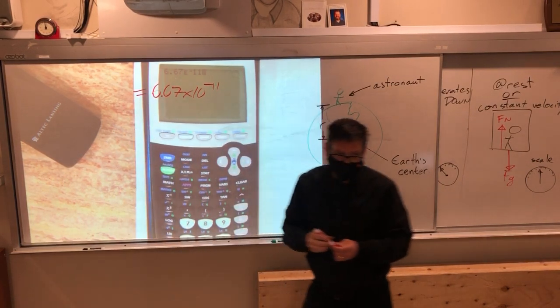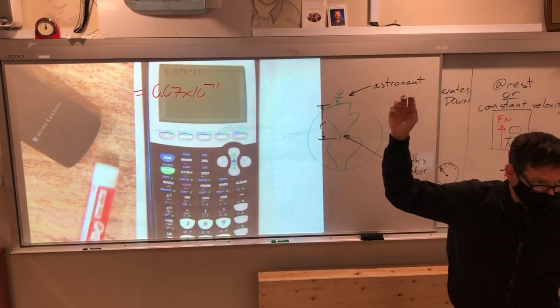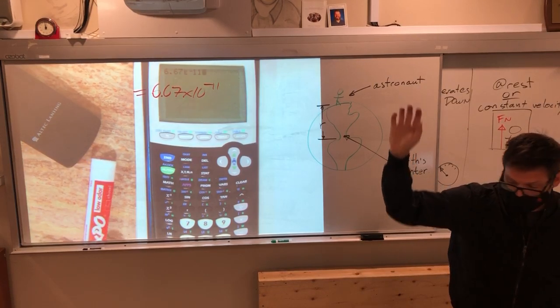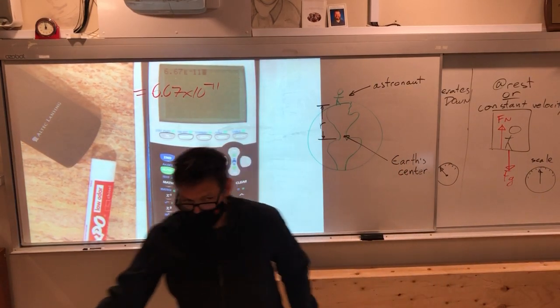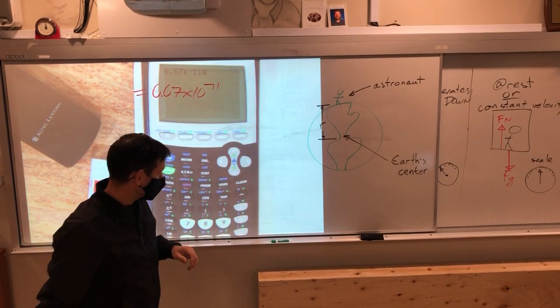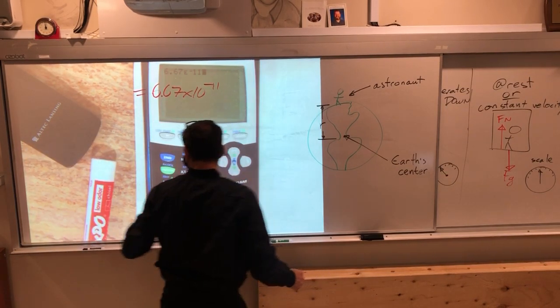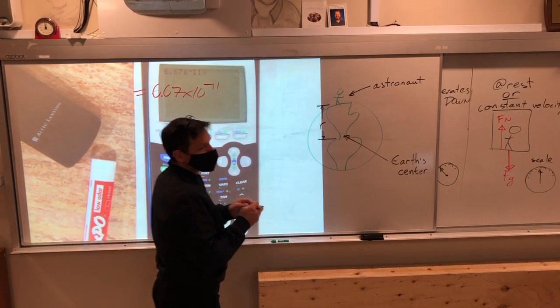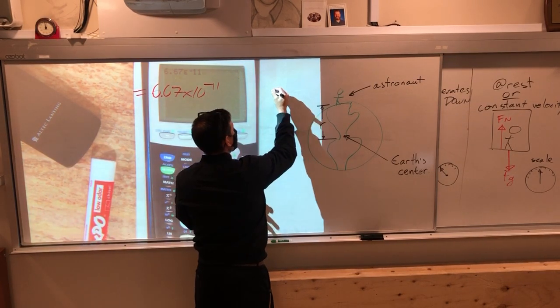Now, put your hand up if you do not have a graphing calculator. Okay. If you do not have a graphing calculator, that's okay. You're going to look for a button that says maybe EXP.